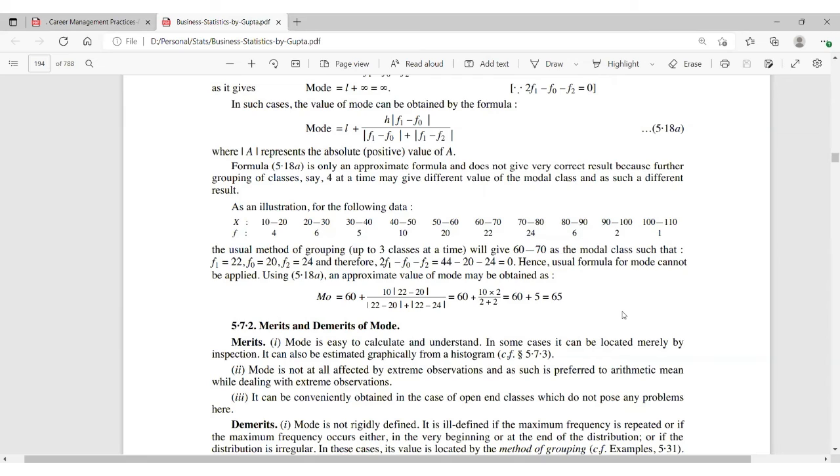Look at this example. देखो. Otherwise, by inspection, अगर आप देखते हो, then what you have seen, the maximum number is 24. तो ये हमारा model class होना चाहिए, right? But while doing the grouping method, you will find that 22 is the maximum number, right? So this is the model class 60 to 70. So in this example, 60 to 70 is the model class. L is the lower limit of model class, that is 60. L आ गया 60. यहाँ देखो L आ गया 60.